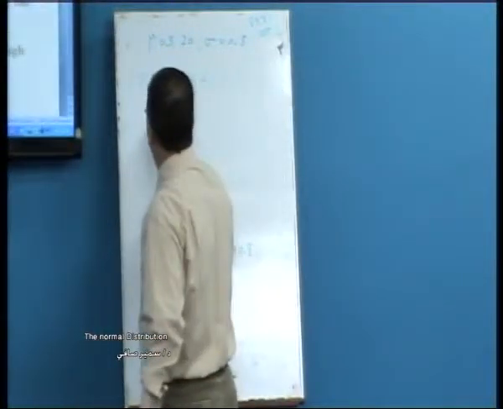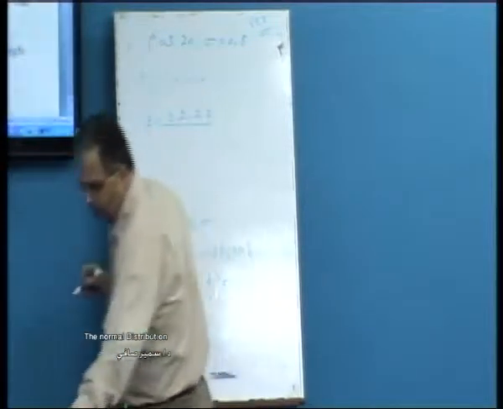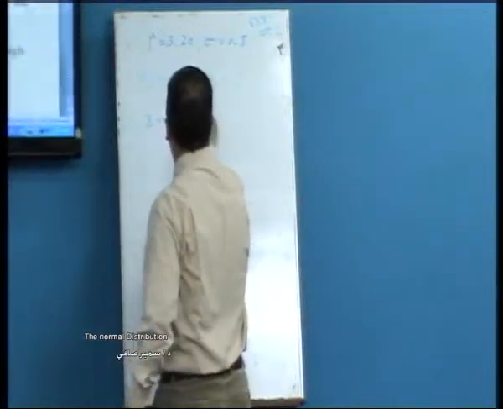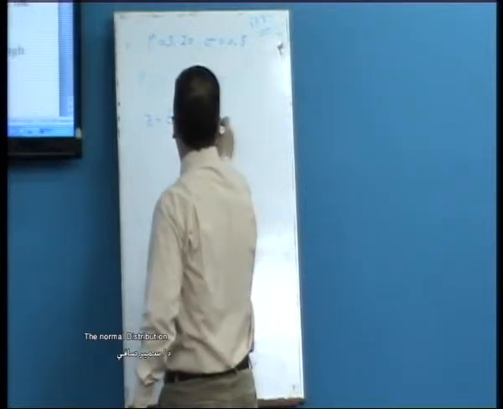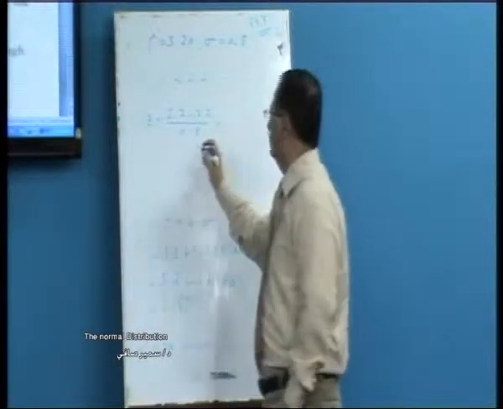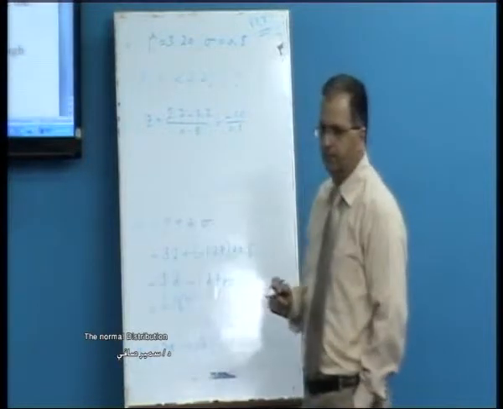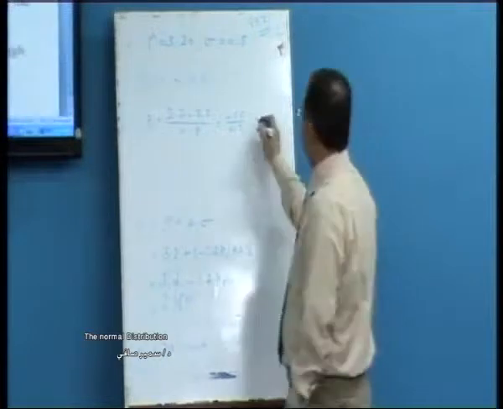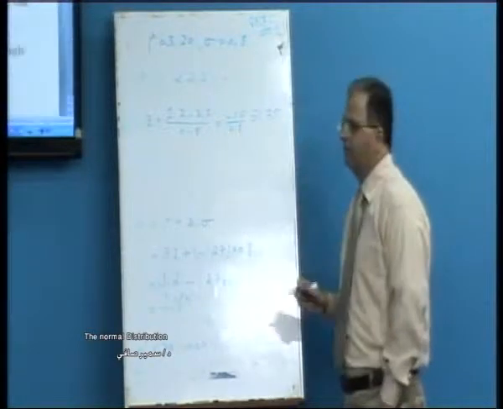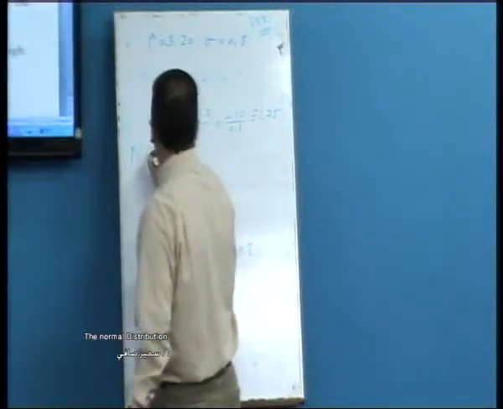This z-score: it's 2.2 minus 3.2, divided by sigma. So minus 1 divided by 0.8, which is minus 1.25. So again, find the probability now of z less than negative 1.25.